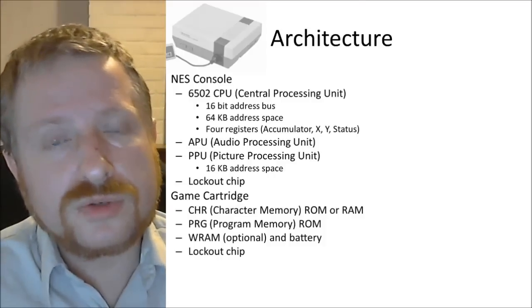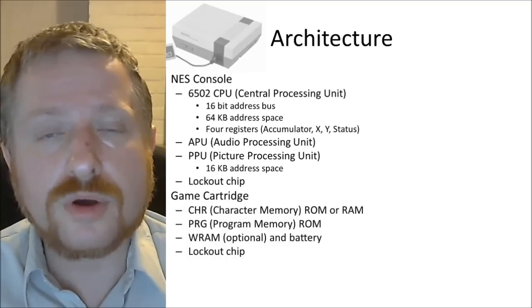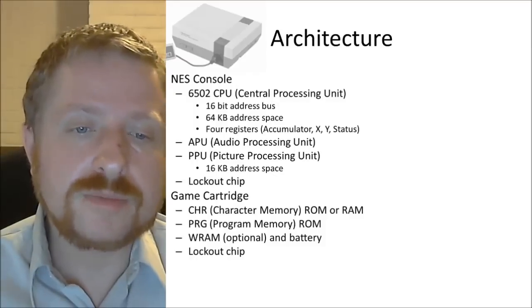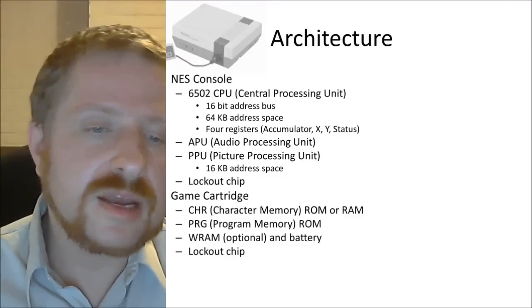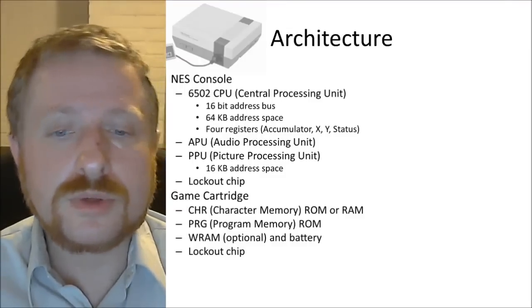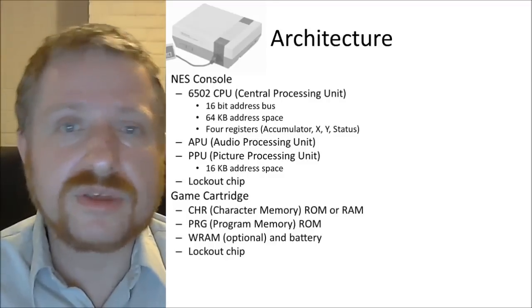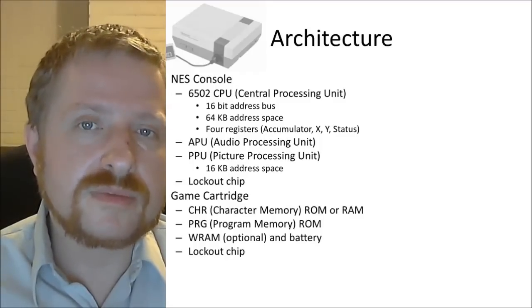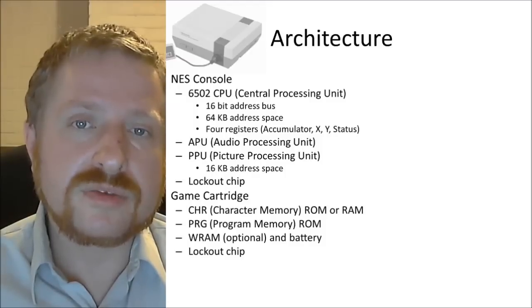Then on the game cartridge, you have a few components. First, the CHR, that's where all your sprite data is stored. Then you have PRG ROM, and that's basically read-only memory where all your game code is stored. And then some games had this optional WRAM, and basically that is used typically for things like save states and saved games, and sometimes these were connected to a battery, which allowed that memory to persist while the NES was turned off.